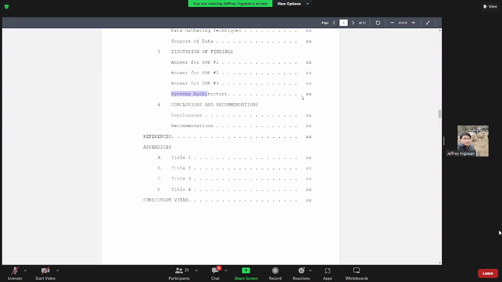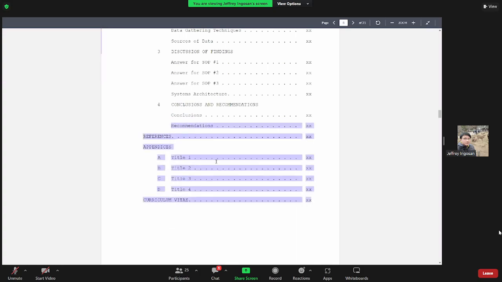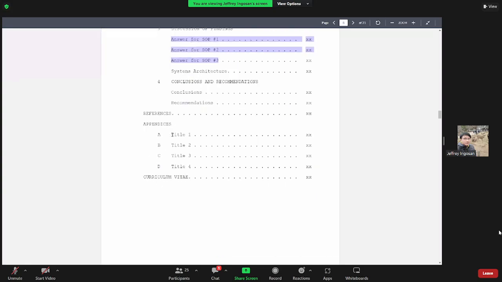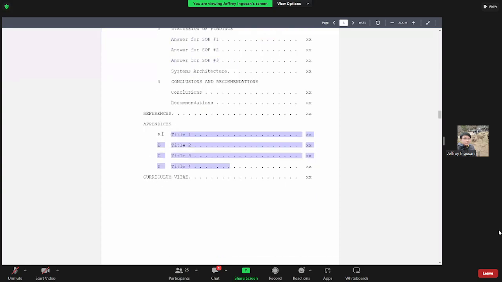Then we have conclusions and recommendations. This will also be unchanged. Conclusions, you will just put the page numbers. And then the references, you just put the page number. So similarly with the answers, the titles in your discussions of findings, you will also put here the actual titles of the appendices. So if you have 4 appendices, for example, what is the title of appendix A? You put it here. What is the title of appendix B? You put it here, and so on.